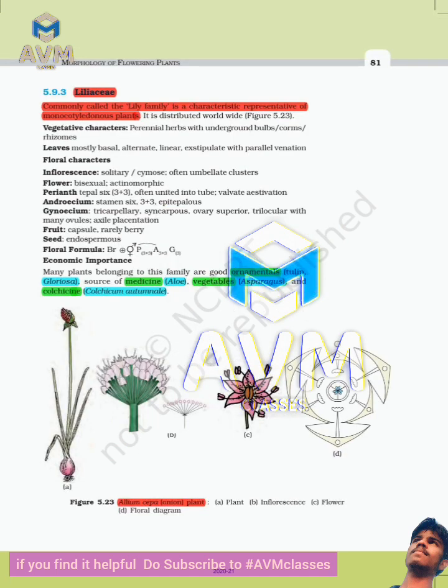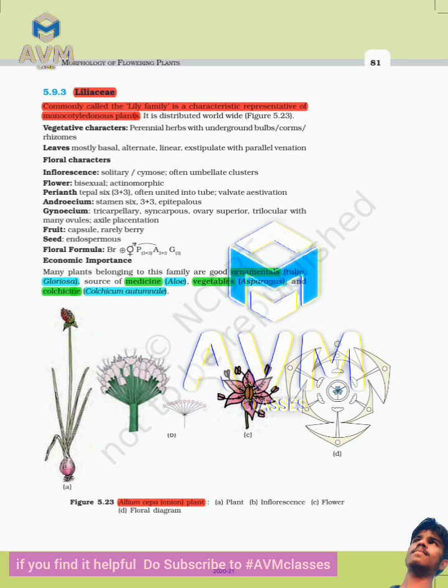5.9.3 Liliaceae. Commonly called the lily family, it is a characteristic representative of monocotyledonous plants. It is distributed worldwide. Vegetative characters. Perennial herbs with underground bulbs, corms, rhizomes. Leaves mostly basal, alternate, linear, exstipulate with parallel venation.